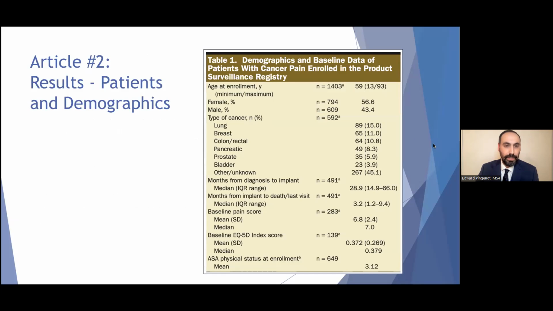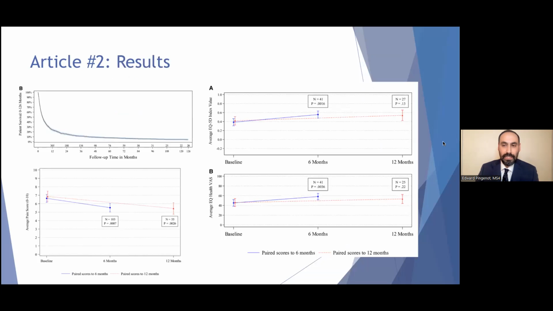And briefly, looking at the patients and the demographics here, we see that there are 1,400 patients or so, the mean age of the patient was 59, approximately 56% were female and 43% were male, and the baseline pain score was around a 7, the median value 7. There are lots of great charts and graphs to look at in this article, but I just wanted to give you some take-home points.